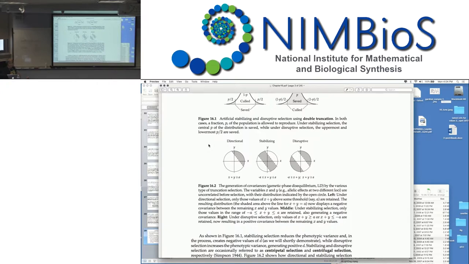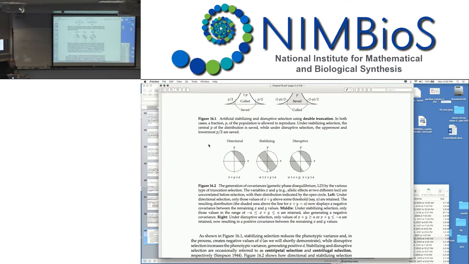So basically, assume the circle is the distribution of phenotypes before selection. Because it's a circle with no tilt, there are no correlations. These are uncorrelated. Then directional selection: I basically pick everything above a certain amount. If I then look in this slice, the points in that slice are now negatively correlated. Stabilizing selection, same thing, points in the slice negatively correlated.